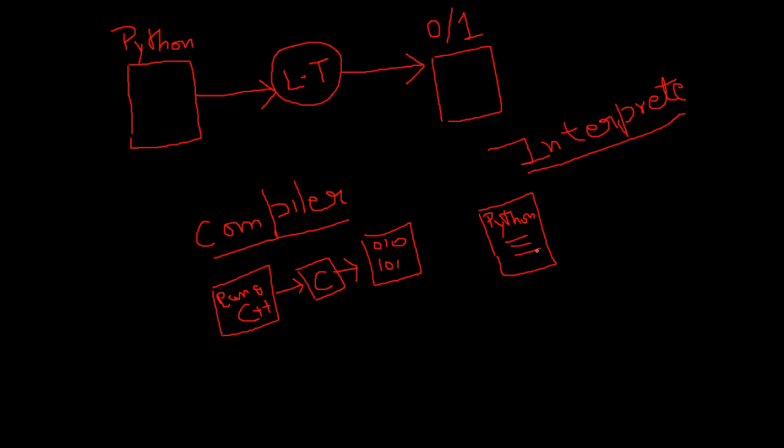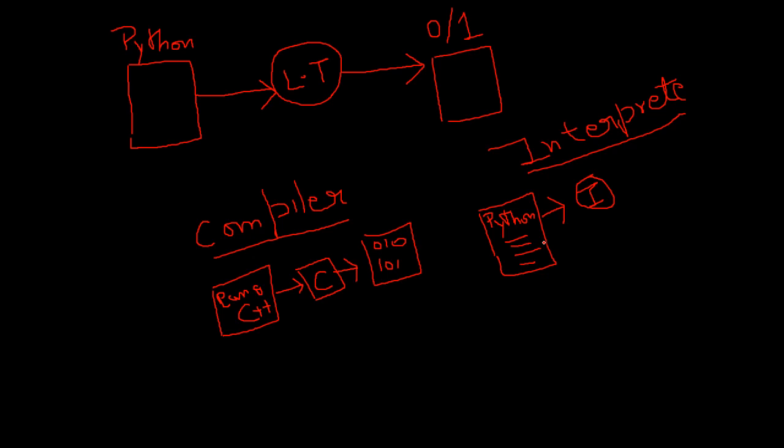You have written some code in the Python language. What happens once your code is ready? As I told you, Python is an interpreted language, which means Python uses an interpreter as a language translator. This interpreter will fetch the first line, check whether the line is correct or not, and if it is correct, then it will convert it and execute it.